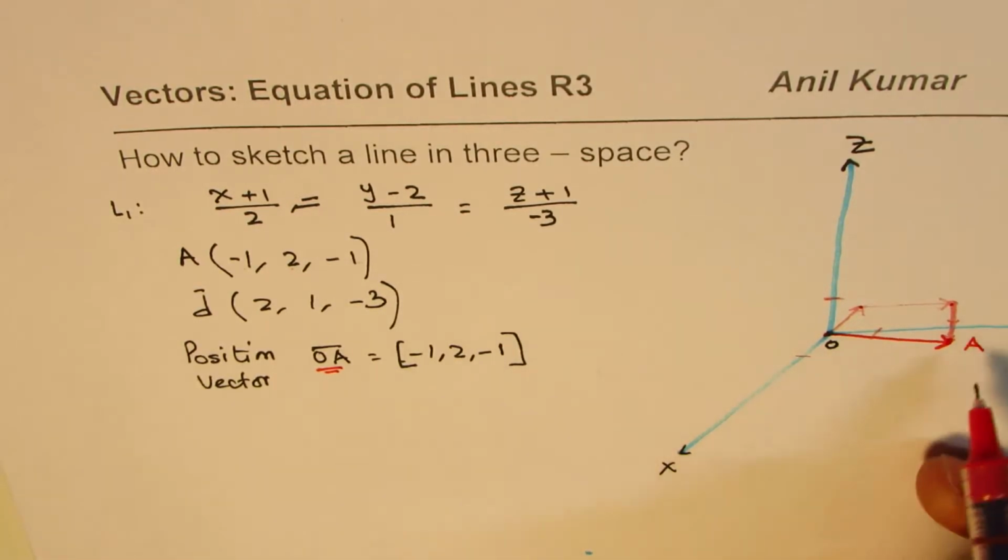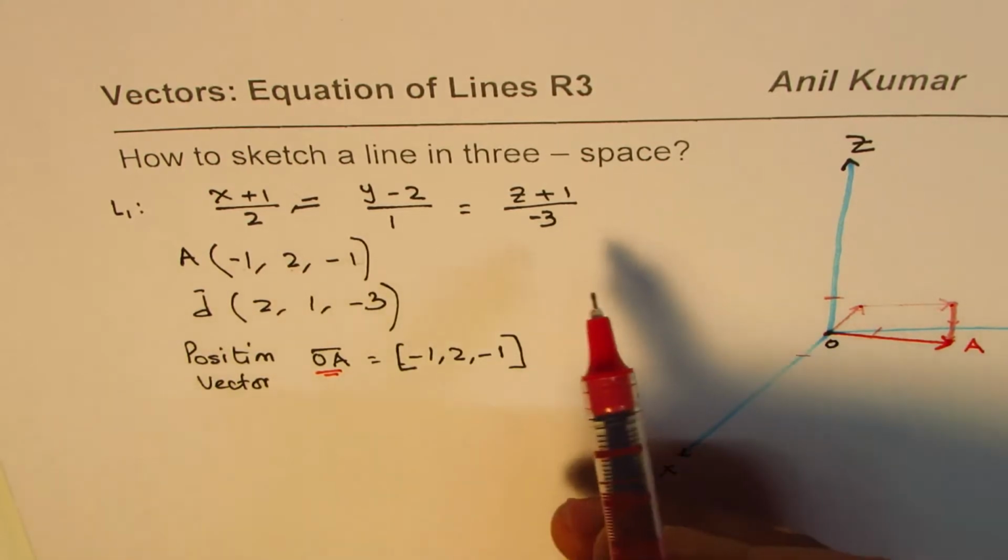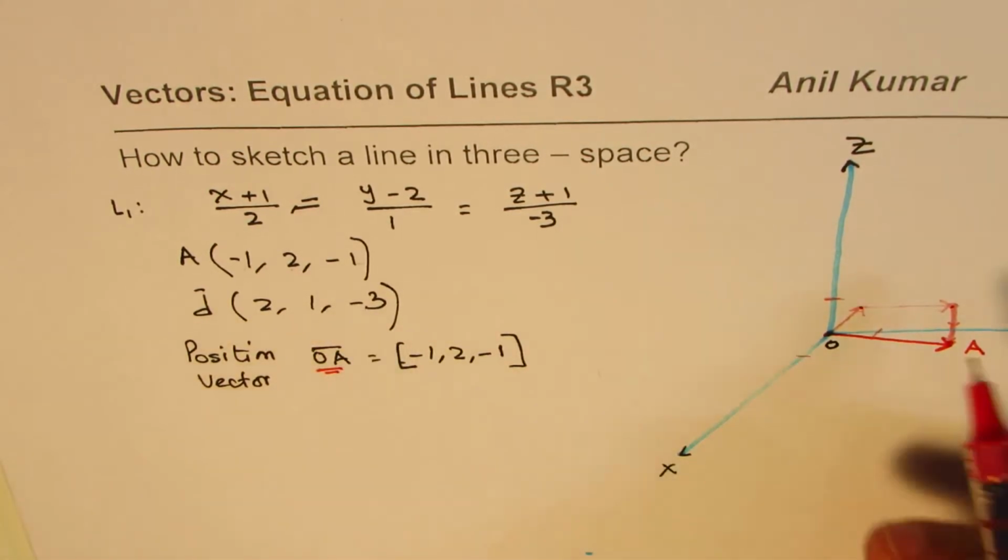Now we have located a point. Now we need to give it a direction. Direction is 2, 1, minus 3.